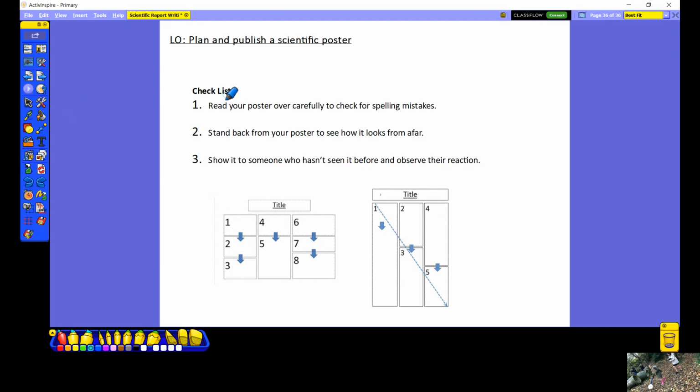So a final look at, there's a checklist. Once you've done your poster, read your poster over carefully to check for spelling mistakes. Stand back from your poster and see how it looks from afar. Show it to someone who hasn't seen it before. What's their reaction? What questions do they raise? If they are raising questions about things they don't understand because it's the science, I think that's okay. But if they're a bit bemused by the layout, maybe you need to have a rethink.